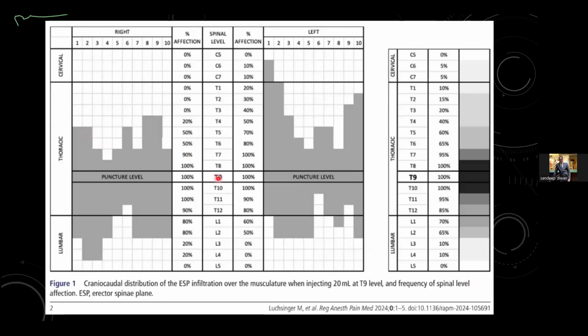Now, if you puncture at the level of T9, you'll find the spread in close vicinity from T7 to maybe around T10. That would be just the spread at the level of the puncture that we could find, and none in the ventral rami. So ESP is a dorsal rami block. That is what we would like to conclude with this particular cadaveric study.